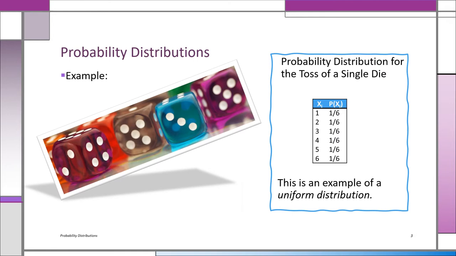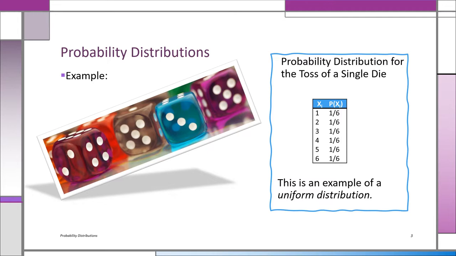Let's start out with a simple example, the toss of a single die. A die is a 6-sided cube with a different number on each side: 1, 2, 3, 4, 5, 6. The outcome of the toss is whatever number is face up after you toss the die. So that's our random variable with random outcomes.